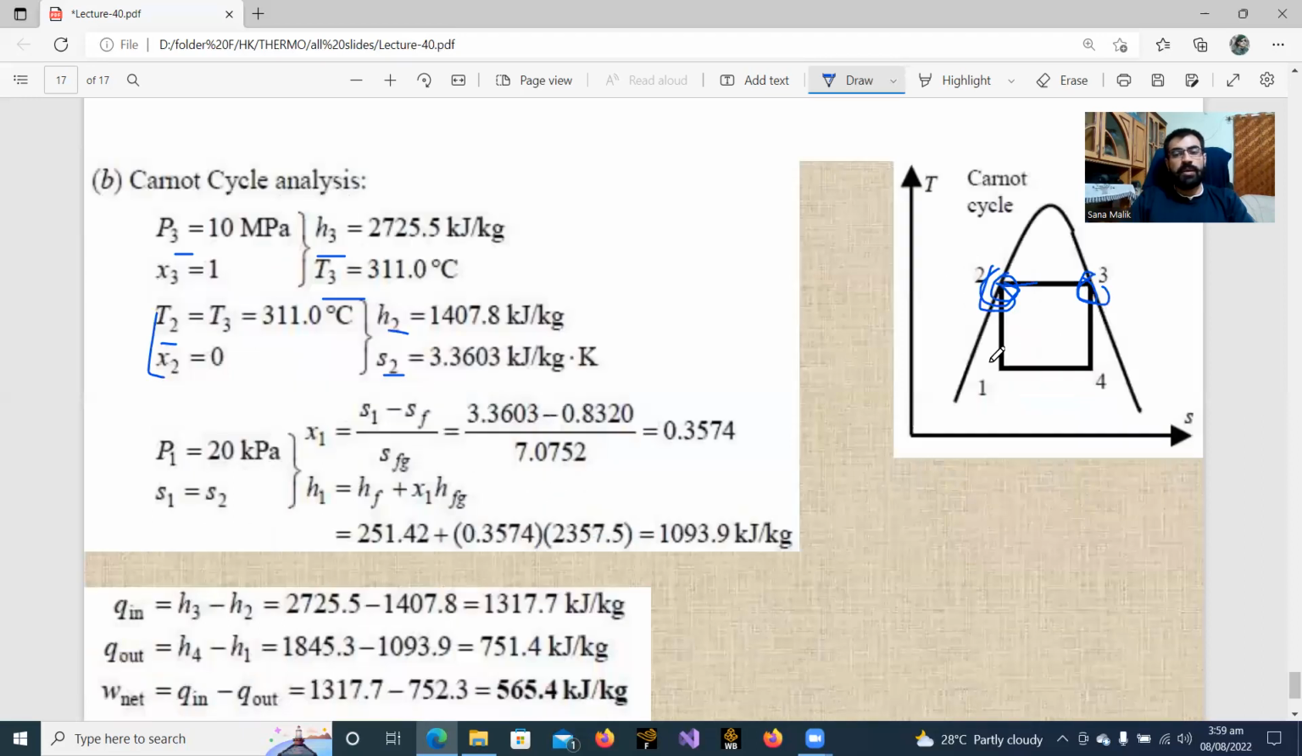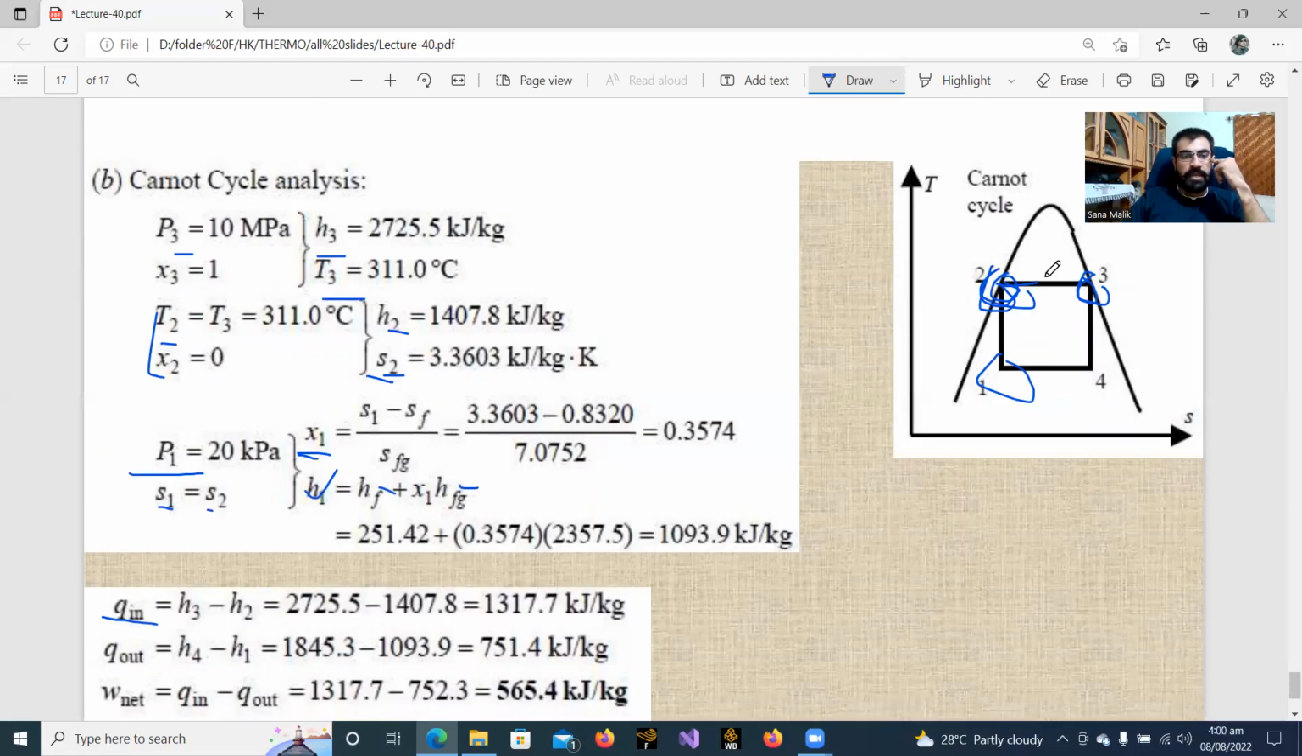For P1, this is the saturated mixture region. So we know the condenser pressure, we know S1 equals S2, and S2 we have already defined. We'll find the quality, and then from this quality and this entropy, we'll find HF and HFG and find H1. Then we will use this relation for Q in.